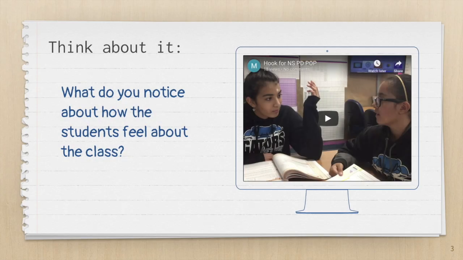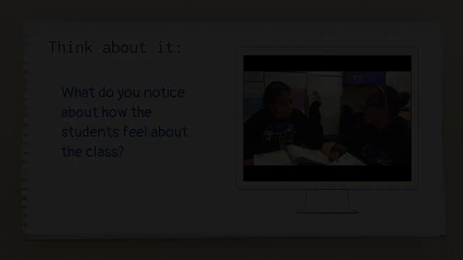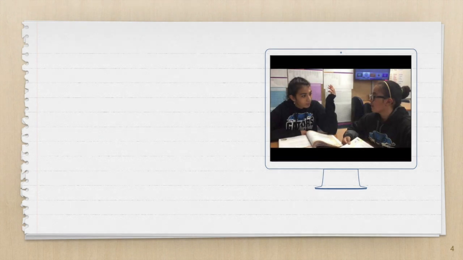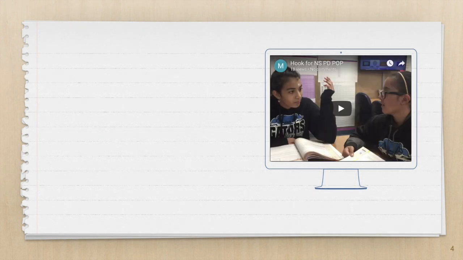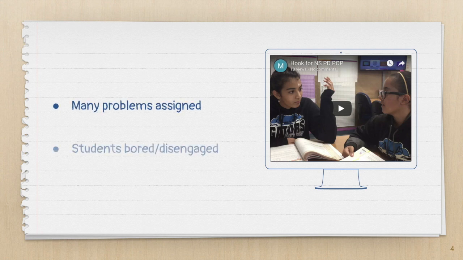Please pause this video to reflect on the question, either aloud with a group or silently by yourself. Now that you've reflected, we can see that students are in a math class. The teacher assigns many of the same type of problems to work on to show proficiency. Students are bored and disengaged in the activity.